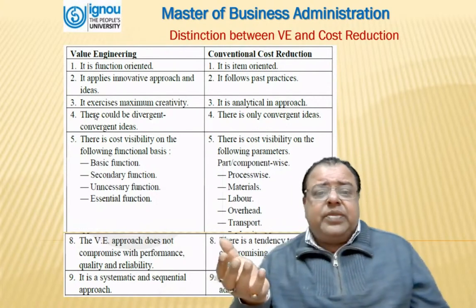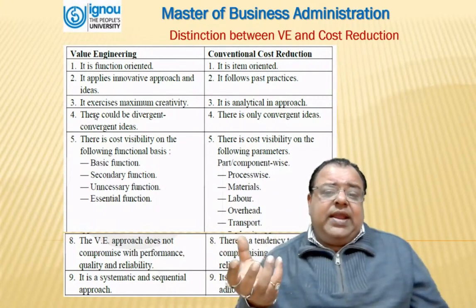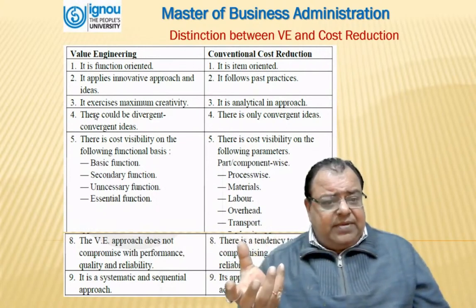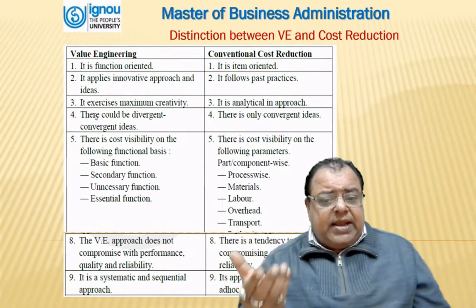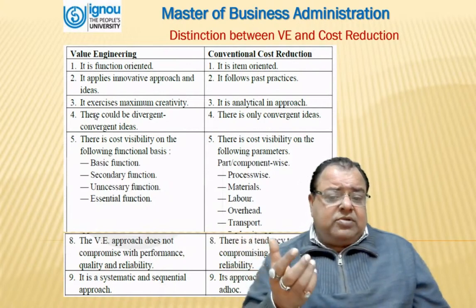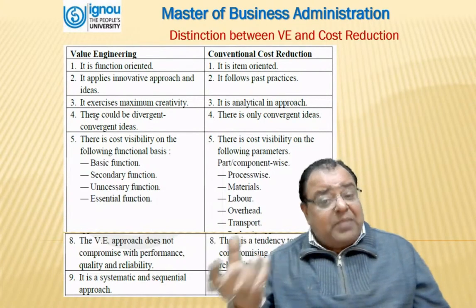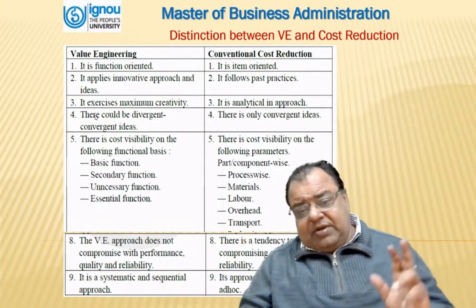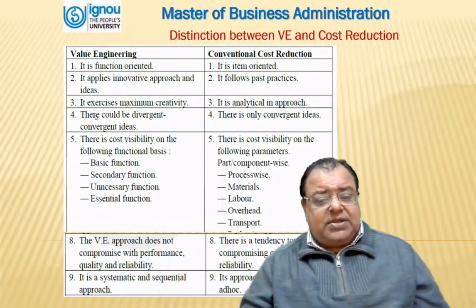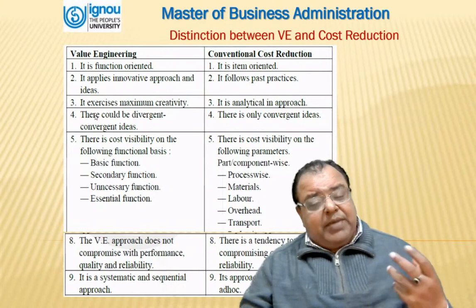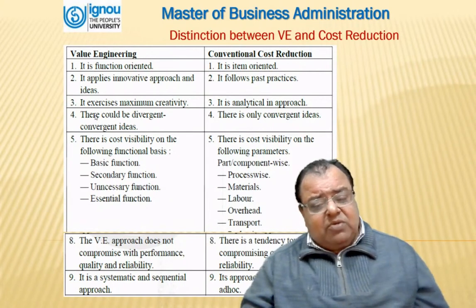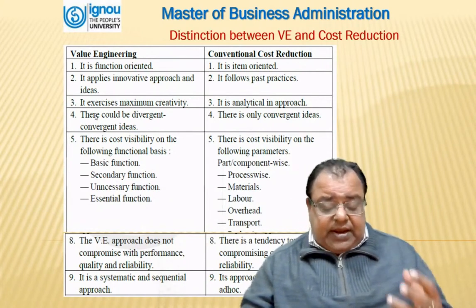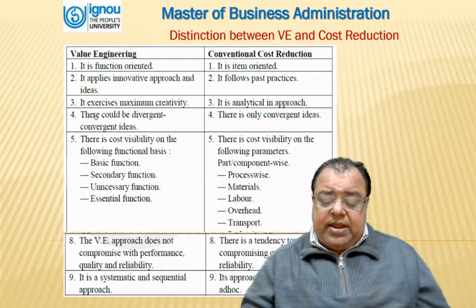On the other hand, conventional cost reduction is an item-oriented activity. It follows past practices. It is analytical in approach, and there are only convergent ideas. There is a cost visibility in the following parameters, such as process-wise, materials, labor, overhead, transport. There is a tendency towards compromising quality and reliability, and its approach is arbitrary and ad hoc.